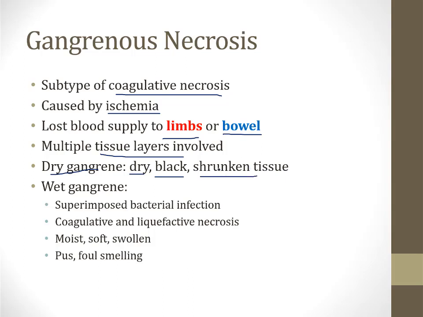Wet gangrene is when dry gangrene has a superimposed bacterial infection. What's happening here is that you have the coagulative necrosis of gangrene, but also liquefactive necrosis from an infection. And as a result, the tissue looks moist, soft, and swollen. Because it's moist, it's called wet gangrene. There's often pus from the infection, and it's very foul smelling. If you ever see a patient with this, you will never forget because it smells horrible.